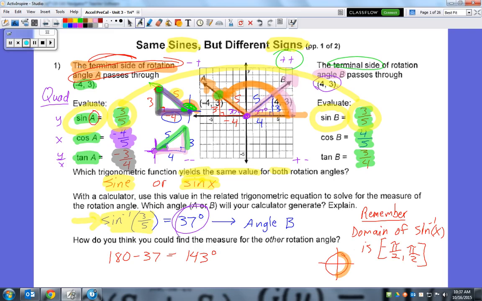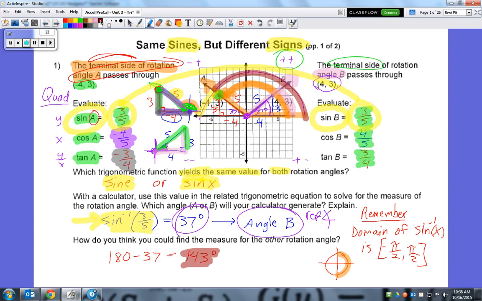So we're going to show that this is going to be angle B because it is in quadrant 1. So we call this the reference angle. So how do you think we could find the measure of the other rotation angle? Well, we know from here to here is pi, otherwise 180. And if I were to subtract this piece right here, which I know is mirrored over here, I would be left with what is this angle here, which is 143 degrees.